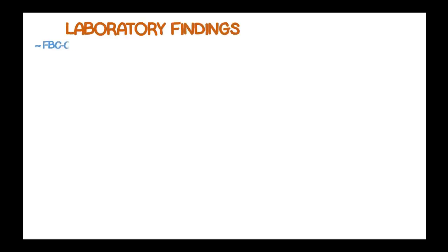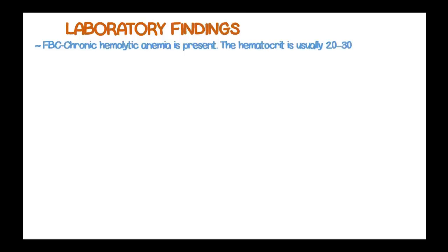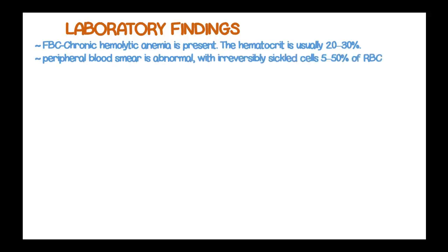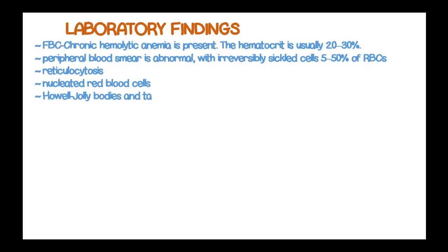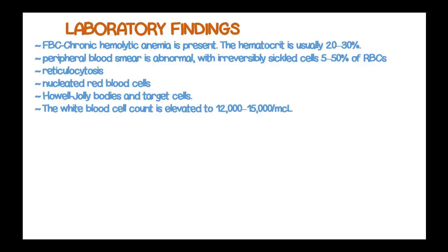The laboratory findings include full blood count showing chronic hemolytic anemia, and hematocrit is usually 30%. Peripheral blood smear is abnormal with irreversibly sickled cells that occupy 5 to 50% of the red blood cells, and reticulocytosis. Nucleated red blood cells are present. Features of hyposplenism such as presence of Howell-Jolly bodies and target cells are present. The white blood cells count is elevated to about 12,000 to 15,000 per microliter, and reactive thrombocytosis. Indirect bilirubin levels are very high.